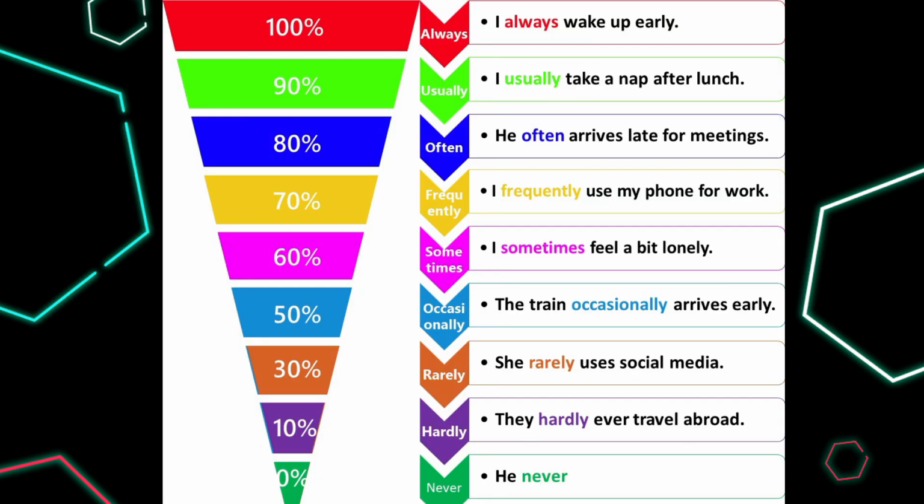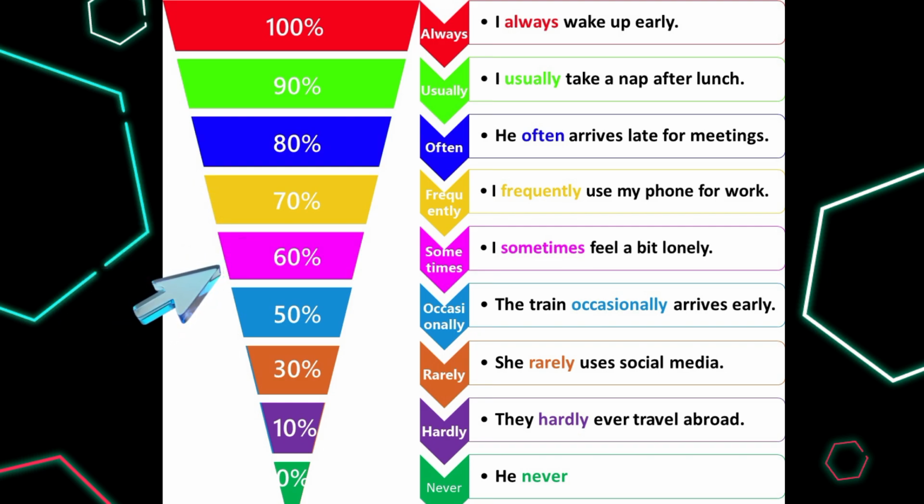And now let's revise our picture. Adverbs of frequency. 100% always. I always wake up early. 90% usually. I usually take a nap after lunch. 80% often. He often arrives late for meetings. 70% frequently. I frequently use my phone for work.